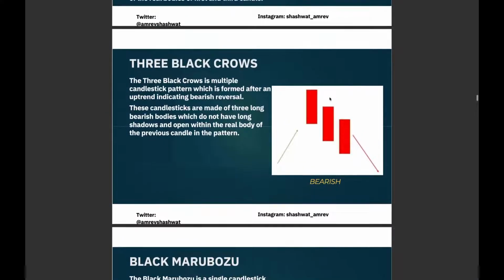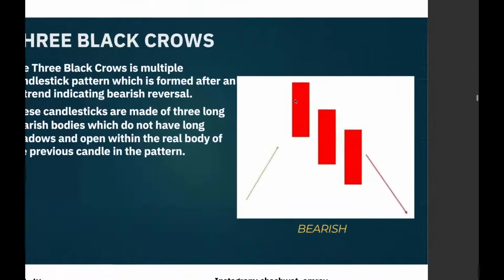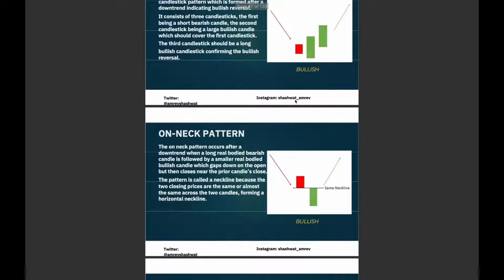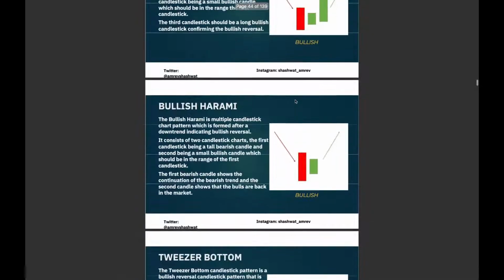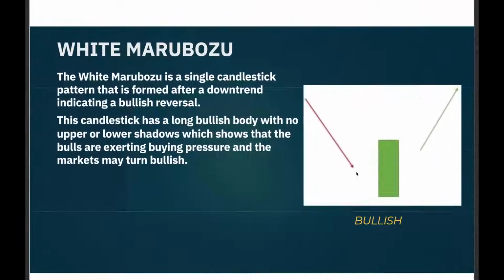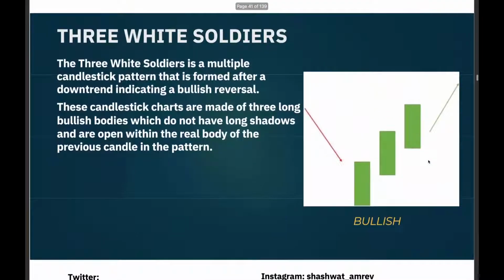So these are three black crows, opposite of three white soldiers. Then again, we have some more patterns, of course, we have a lot of them. So I think this is clear. White soldiers, white Marubozu. White Marubozu is one candle, very strong one candle, and these are three candles.